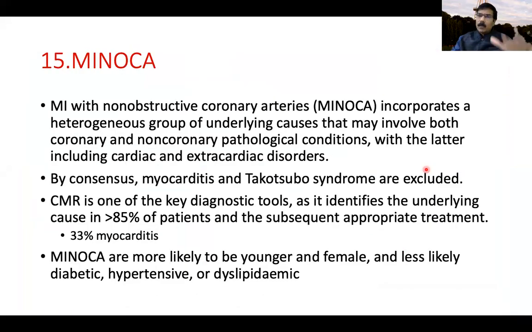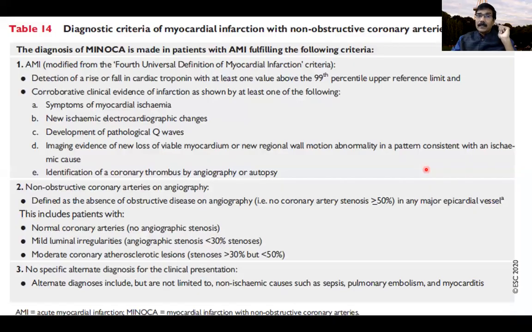The second point, for completion, I wanted to say, because the European Society of Cardiology discussed a lot about MINOCA. MINOCA is nothing but myocardial infarction with non-obstructive coronary arteries. The diagnosis is made based on a 99th percentile increase in the troponin, and you have to show typical symptoms of ischemia, new ECG changes, development of pathological Q waves, and an imaging modality, like a wall motion abnormality or a CMR showing some kind of change. It can be angiographic proof also.